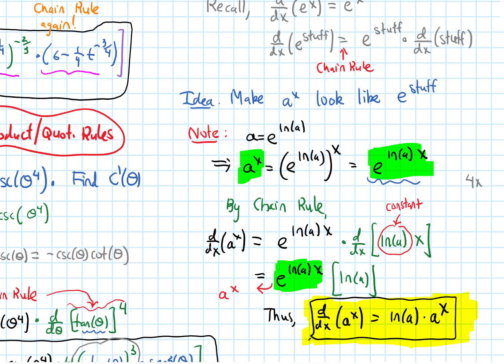So one quick thing to notice about this is, does this formula still work for e? Because it's supposed to work for any real number a. Well, if a was e, then the a to the x part becomes e to the x.